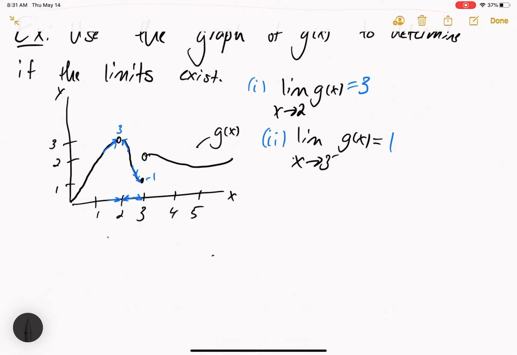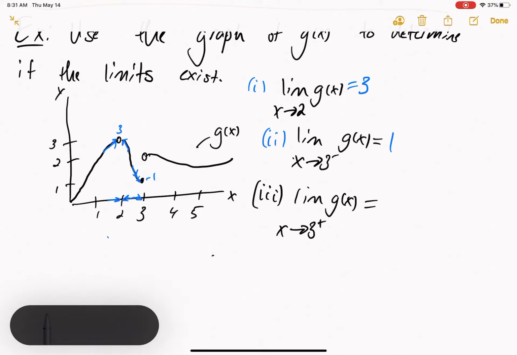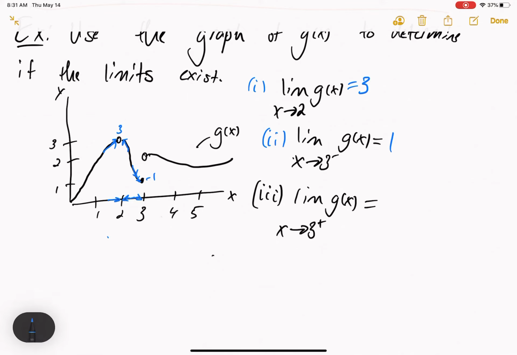And now that leads to another natural example. Looks like I'm just mixing up all the colors. What happens is, say, the limit as x goes to 3 from the right of g of x. So now we're going to be approaching it from the right, so from values of x greater than 3.